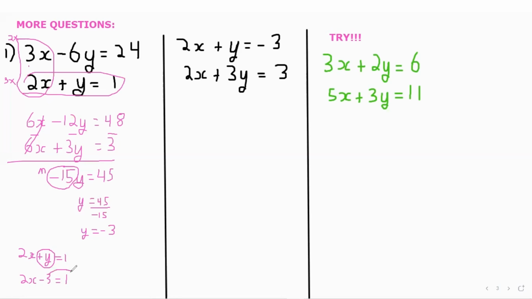Let's run through the transposing quickly. Transpose the negative 3, you'll get positive 3. So we get 2x is equal to 4. Transpose the 2, you'll get divided by 2. So x will equal 4 divided by 2, which is 2. Nice, so x will equal 2. So the answer for this one, I write in black. So x is equal to 2 and y is equal to negative 3. Nice, so that's your solution.